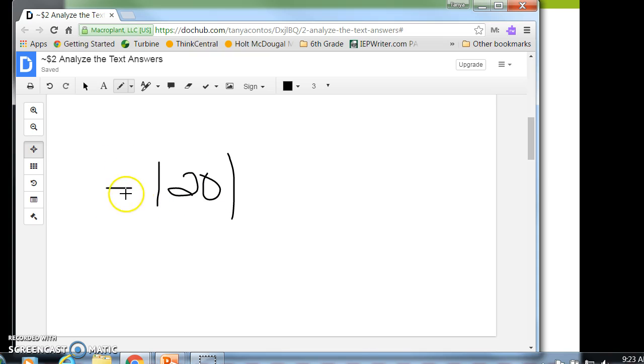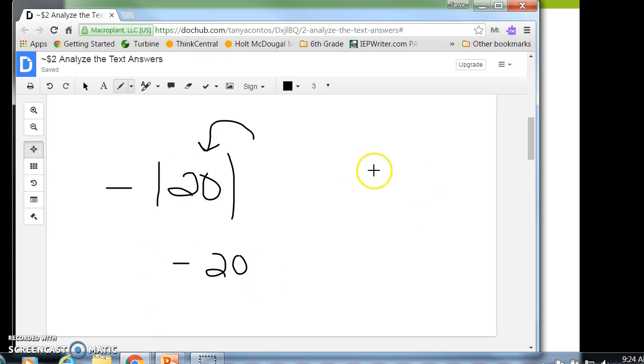What this would say is, what is the opposite of the absolute value of 20? Notice that the negative is on the outside. So we would say the absolute value of 20 is just 20, but we have to carry over this negative sign here because it's on the outside of the brackets.